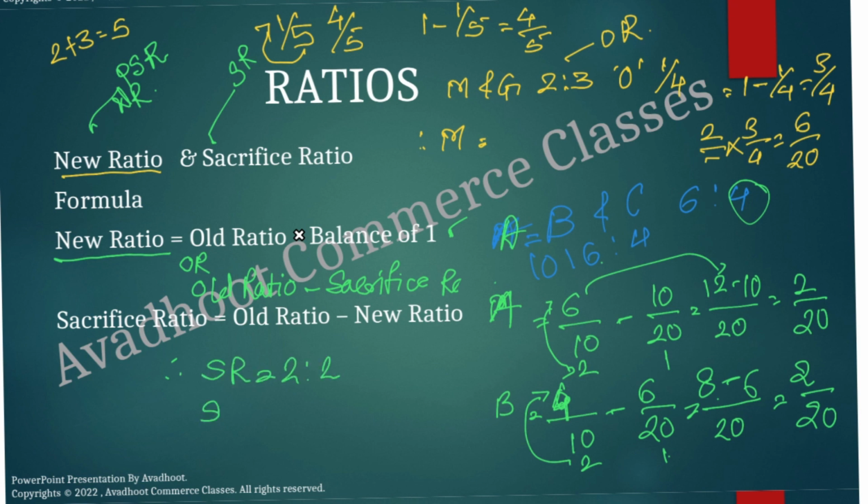It means that sacrifice ratio is equal to 1:1. They are equal partners in the sacrifice ratio. This is called new ratio, sacrifice ratio, how to calculate old ratio; everything we have seen here.